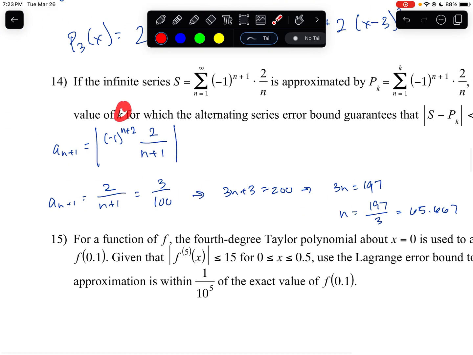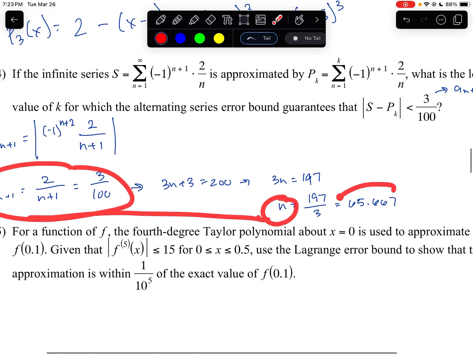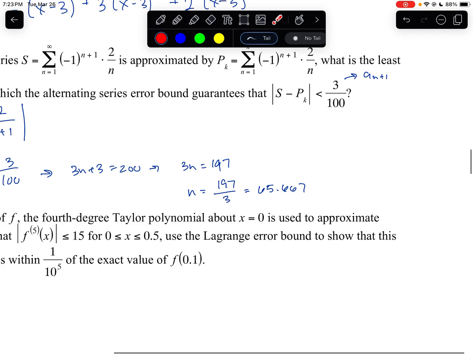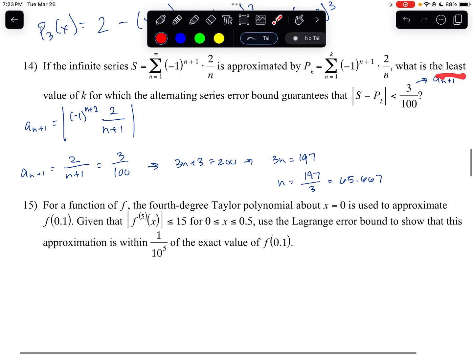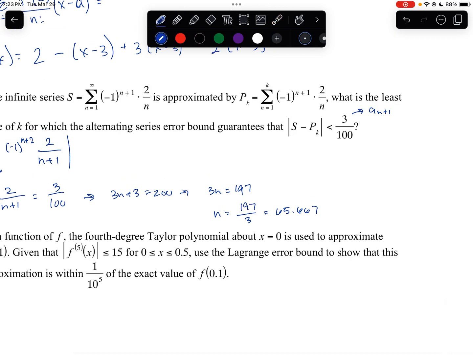we're looking for. So we set it up where we're basically solving for the number of terms that I need to get this error right here, right? Since we're going to be rounding to whole numbers right here, I'm going to want to have the least value of k. So I'm going to go down to 66. That's the least value it could be.